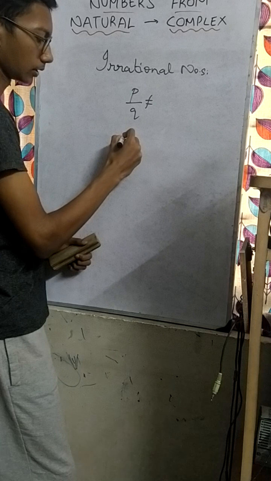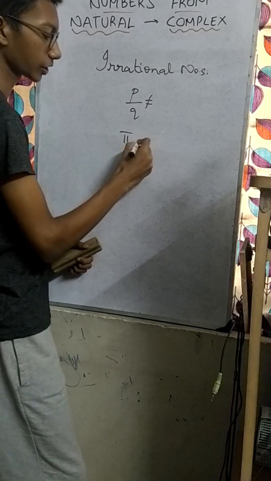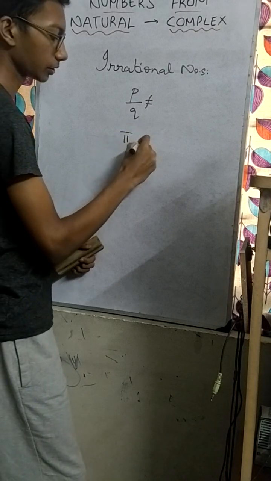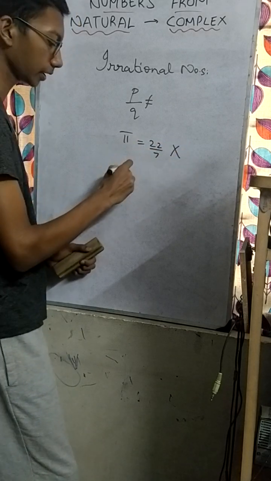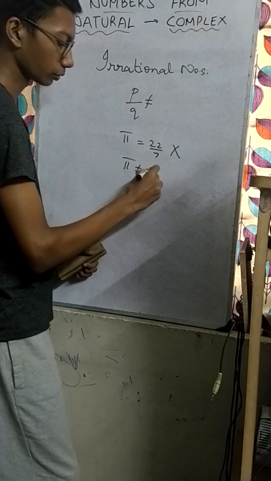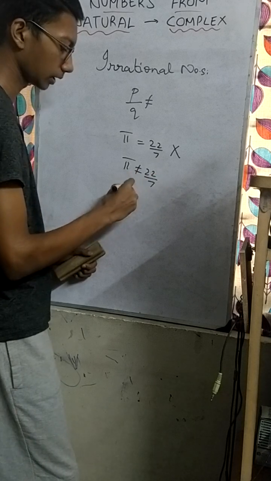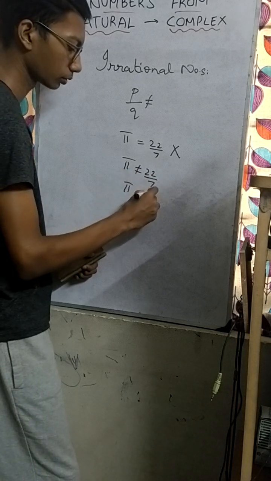Example, let's say we have pi. This is an irrational number. Although we might say this is equal to 22 by 7, that's actually false, because pi does not equal 22 by 7. Pi is only approximately equal to 22 by 7.